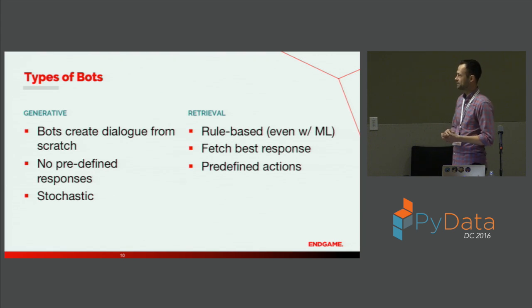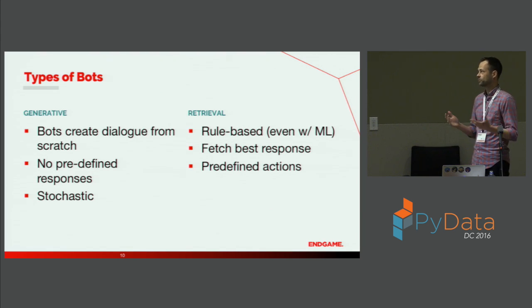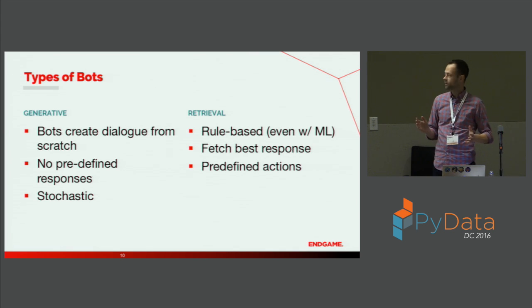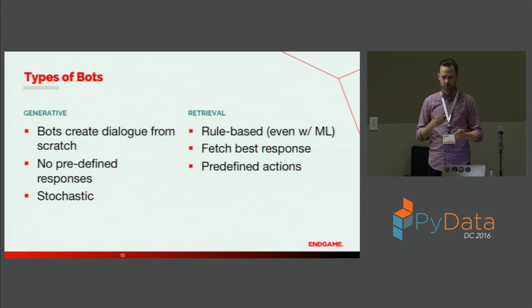And then retrieval based is something that I would just say is more doable. It's rule based. Even if it uses machine learning, it's still super straightforward. It takes an input, creates a feature vector, classifies it, and then produces an output based off of some sort of label API mechanism.